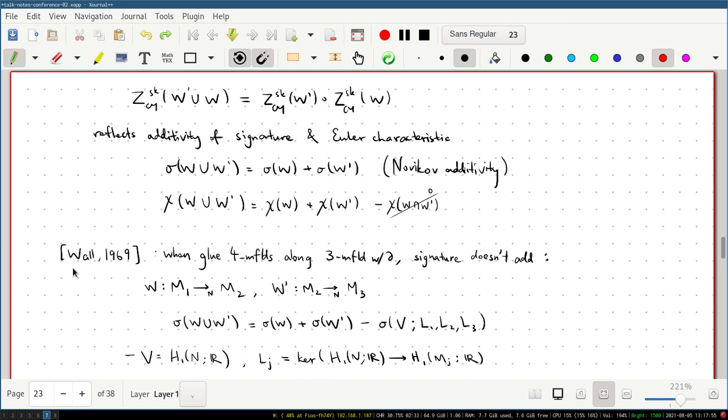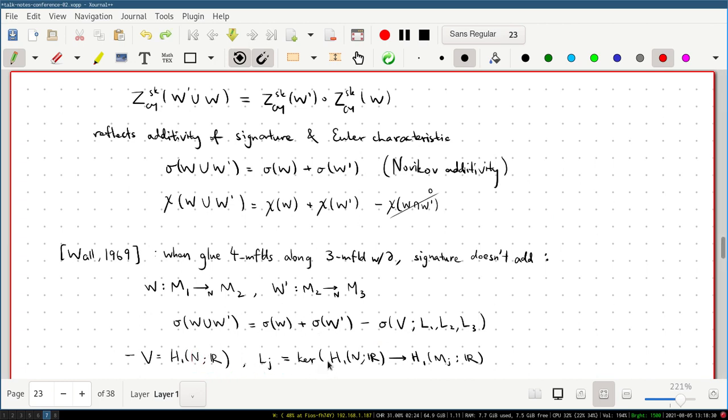So in 1969, Wall showed that when you glue four manifolds along a three manifold with boundary, so if you have one four manifold, another four manifold, and they glue along a three manifold with boundary, the signatures don't quite add. So you have the sum of signatures, but then you have to subtract an error term. And this error term is computed, I won't say exactly how you do it, but here V is the first homology group of the surface.